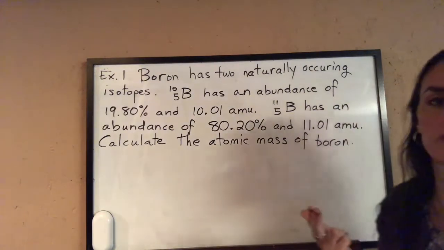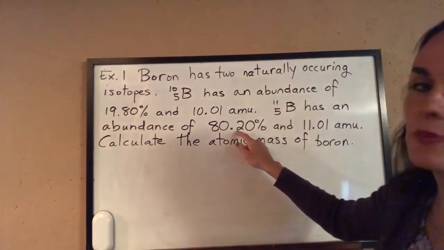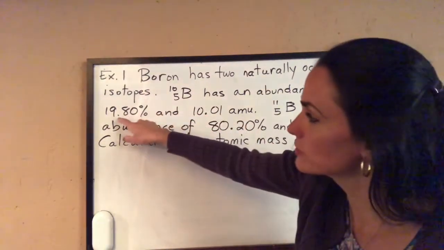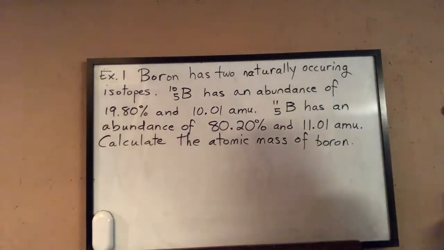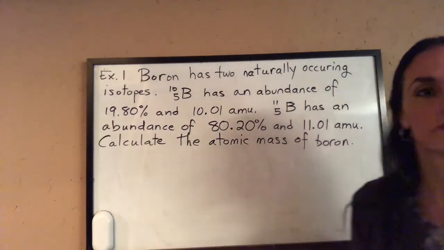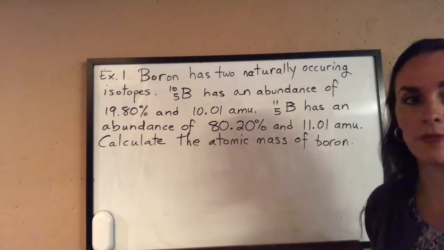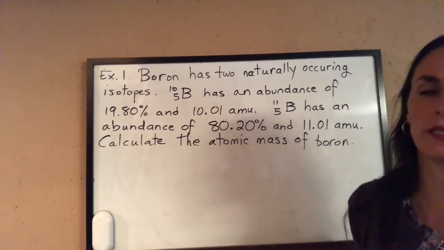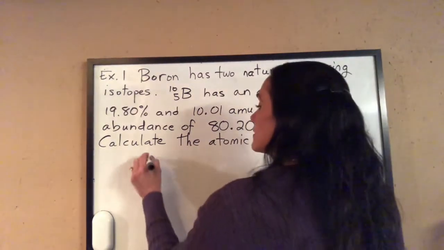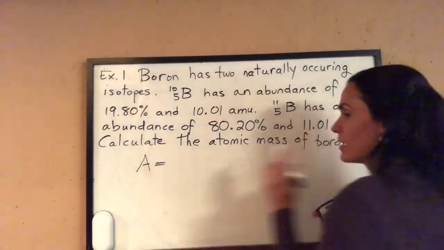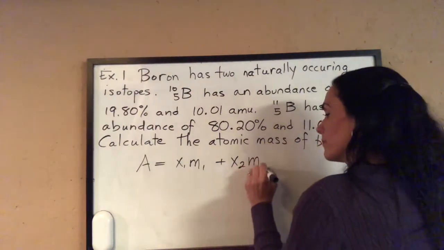Now there are 2 isotopes, but they're weighted differently. This one occurs 80% of the time in nature, and this one occurs a little less than 20% of the time in nature. So it's not like it's 50-50. It's not an average where everything is weighted the same. They're weighted differently. We need to take that into consideration in doing the calculation. So atomic mass A. We have 2 isotopes, so we only need 2 terms.